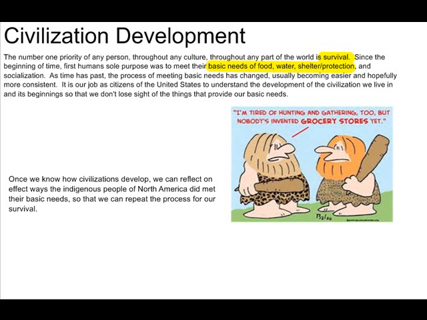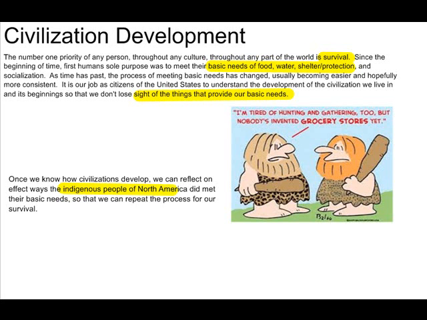Now, it's our job as citizens of the United States to understand the development and the stages that go through so that we don't forget or lose sight of the things that provide our basic needs. And so as we take a look at the indigenous people, the first people in a place from North America that met their basic needs, it's our goal to understand the process so that we understand what it takes to be a civilization, and to repeat those actions so that we can stay a civilization.